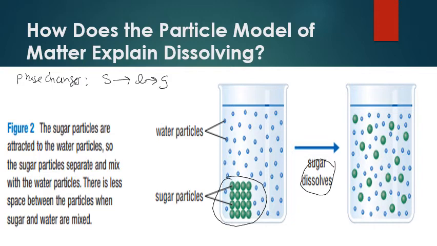So here's an example, right? We have sugar here, a sugar particle there, and a sugar particle there. And in between these spaces, we have some water particles fitting in between. The reason why this happens is because there is an attraction between the sugar particles and the water particles. Okay, so they move closer to each other, and this is how dissolving occurs.